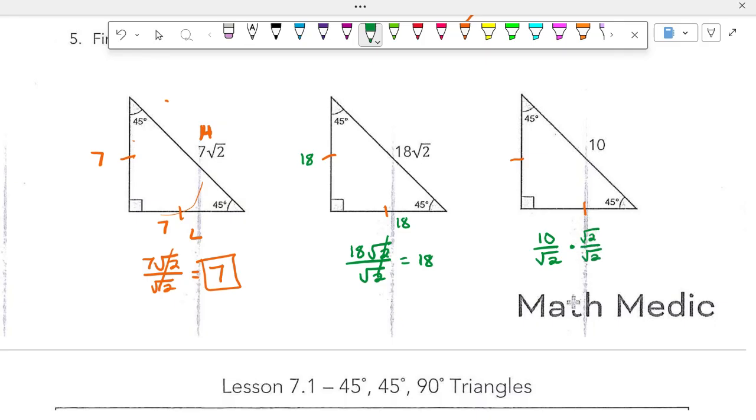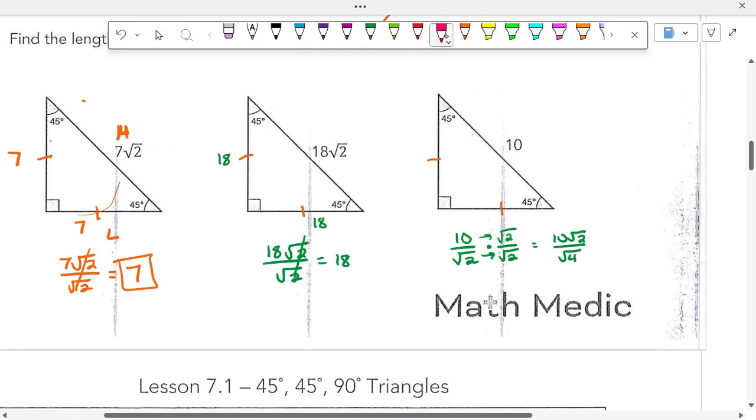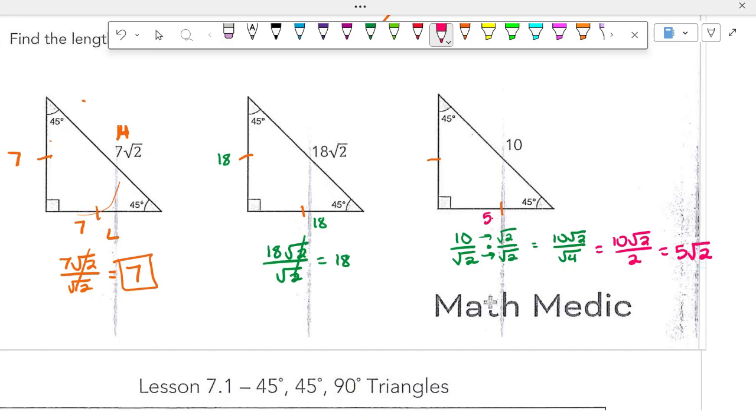Right. We have to rationalize, so we multiply the top and the bottom by the square root of 2. So if I multiply straight across, this will be 10 square root of 2 over the square root of 2 times 2, which is 4. What's the square root of 4? 2. So this is equal to 10 square root 2 over 2. Is that fully simplified? Nope. What's 10 divided by 2? 5. So this is 5 square root 2. So this one's 5 square root 2. This is 5 square root 2.